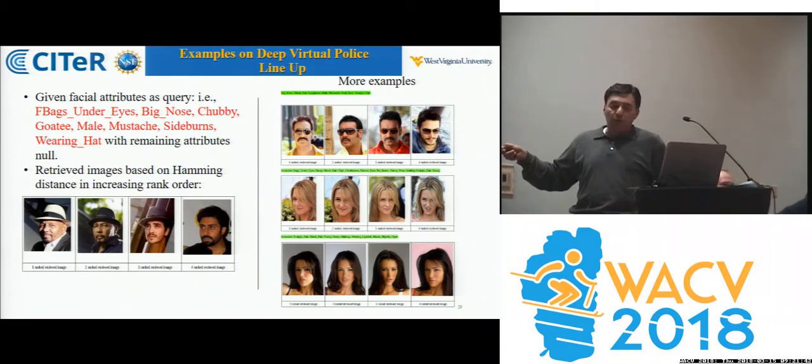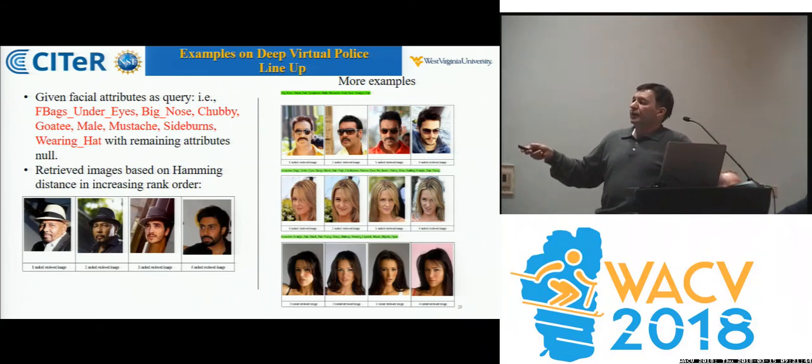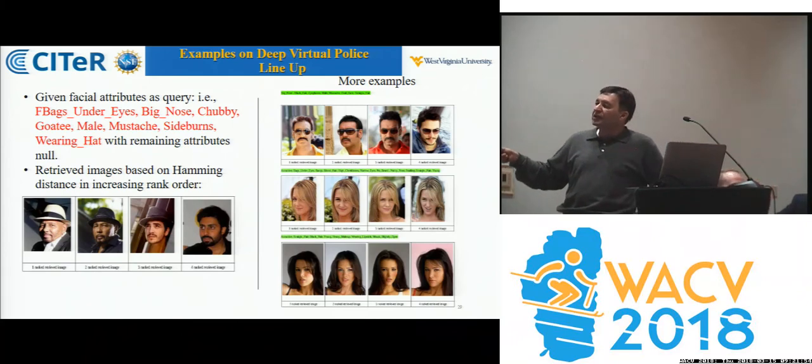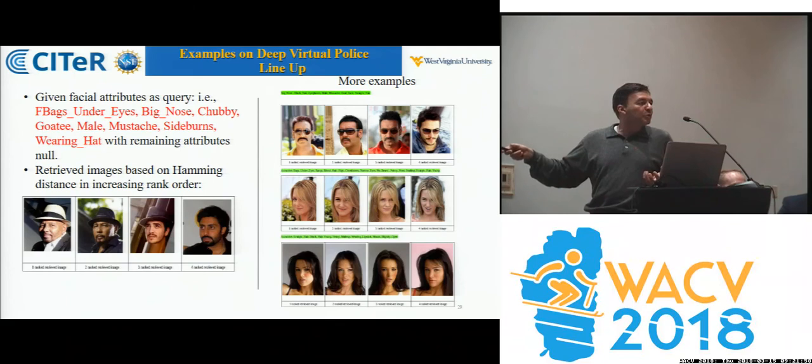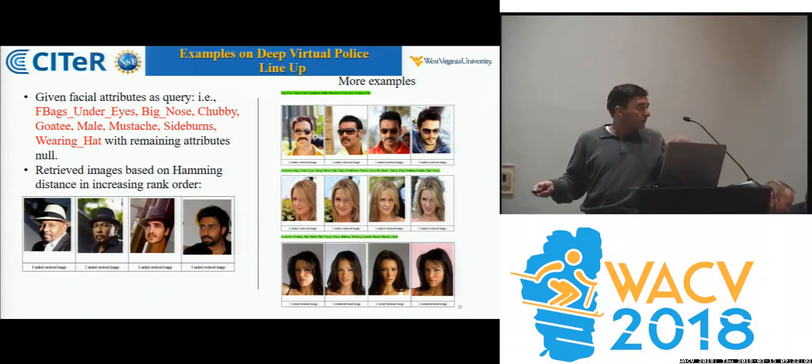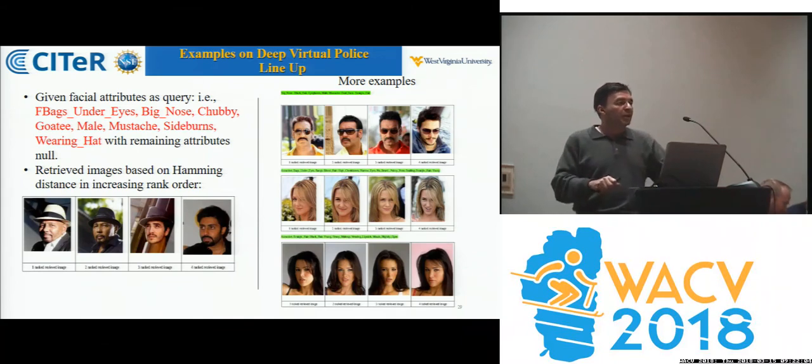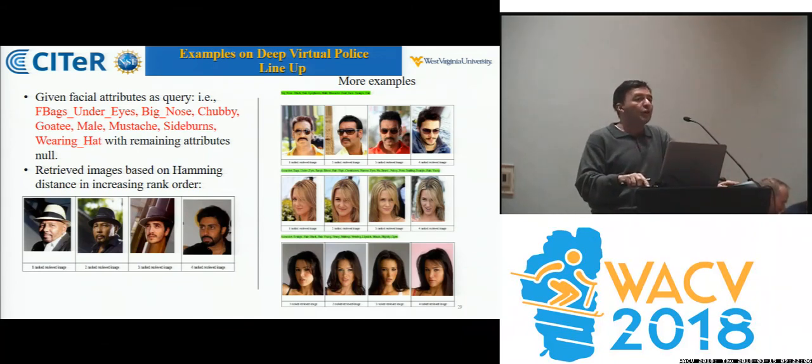And if you look at another set of imagery, again we input these as input to our soft biometrics or facial attributes, and you can see that it does extract the information that the facial attribute represents. At least the first few ranks do represent the face that we are basically interested in.